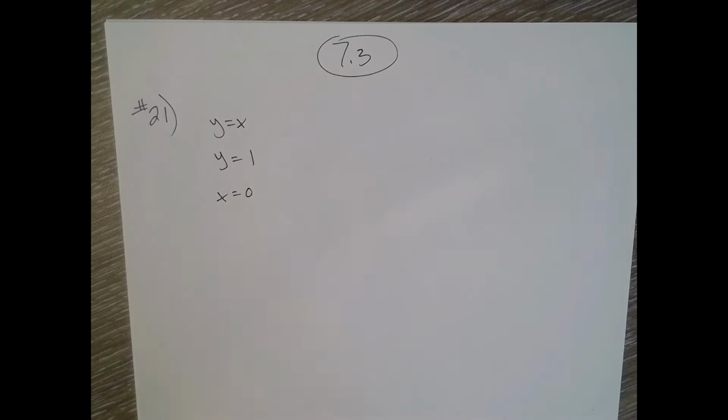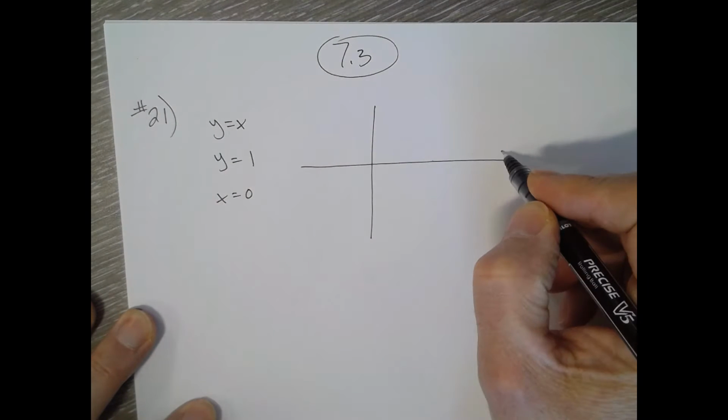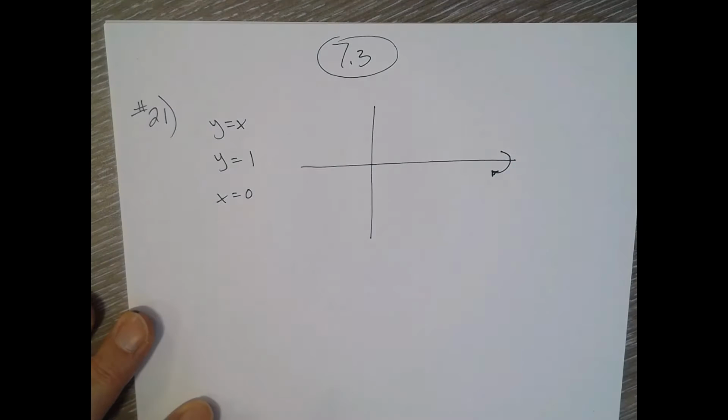Yeah. All right, 7.3, number 21. Find the volume of the solid generated by revolving the region bounded by the lines and curves about the x-axis. So it's important to know that we're going around the x-axis. There it is, my little hook symbol.